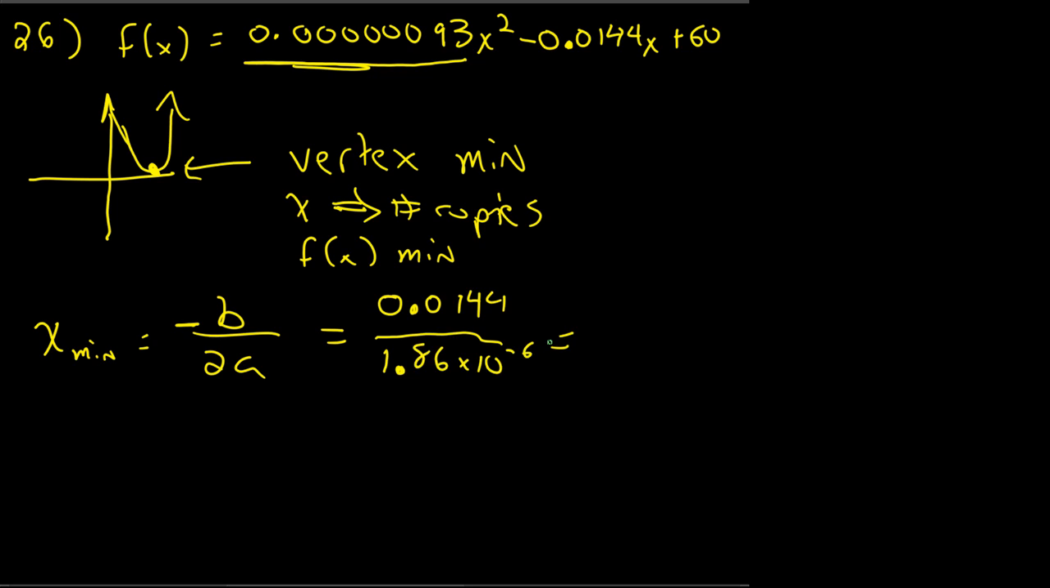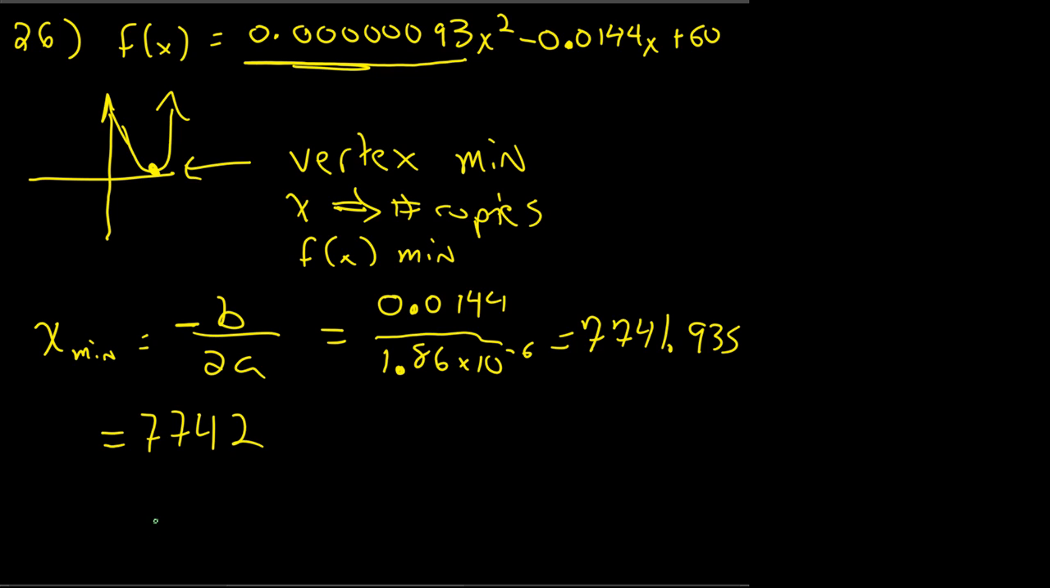So 0.0144 divided by a large scientific notation number says the minimum number of copies is going to be 7,741.935, if we want to minimize the cost. And so we're going to round to the nearest whole number, which is what the question asks for. So 7,742 is the minimum number of copies.